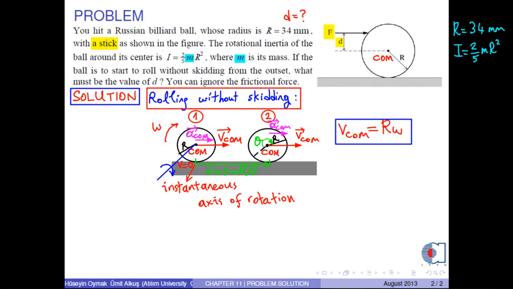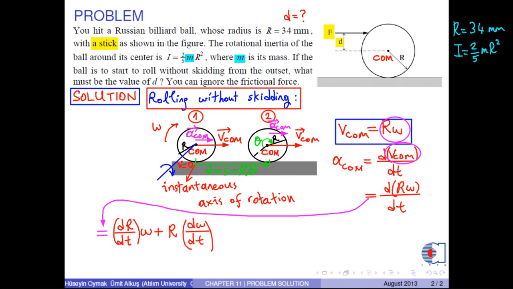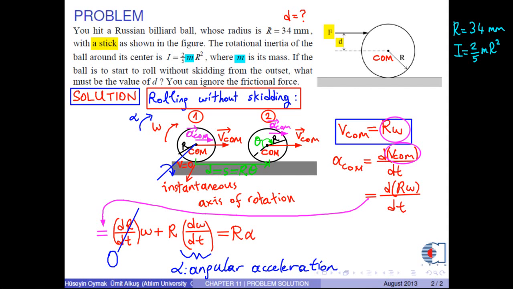Now, the magnitude of the acceleration of the center of mass is found by the first time derivative of the magnitude of the velocity of the center of mass. That is dv_com over dt. Here v_com is r times omega, so the first time derivative of the product r times omega is dr over dt times omega plus r times d omega over dt. dr over dt is 0, and d omega over dt is the angular acceleration denoted by alpha according to the rotation axis passing through the center of mass. Therefore, the magnitude of the acceleration of the center of mass is obtained as r times alpha.